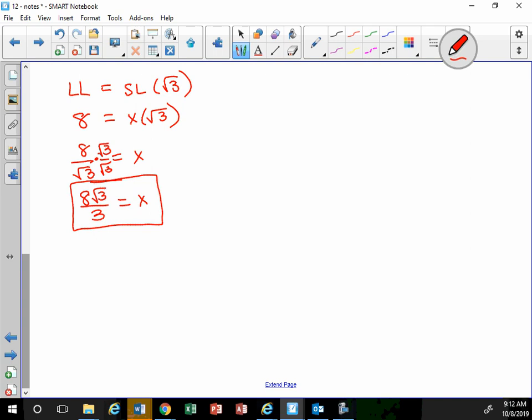Now x is my short leg, right? How do I find the hypotenuse? Times 2. So if I take 8 root 3 over 3 times 2, do I get 16 root 3 over 3 or do I get 16 root 3 over 6? Over 3. Remember, it's 2 over 1. Multiply straight across.